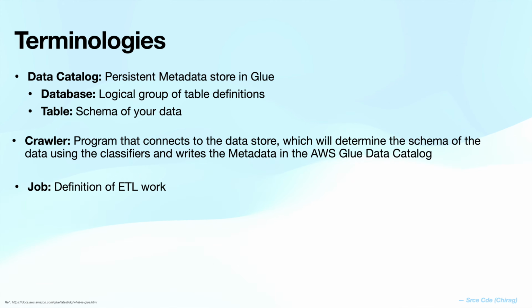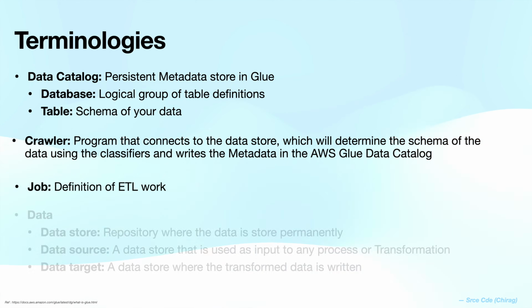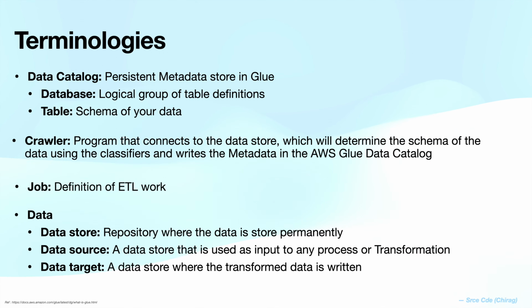Job. Job is a collection of transformation scripts, data sources and data targets. Data store. A data store is a repository for persistently storing your data, for example Amazon S3 in our case. Then we have data source. A data source is a data store that is used as input to a process or any sort of transformation. Finally, we have data target. A data target is a data store that a process or transform writes to.